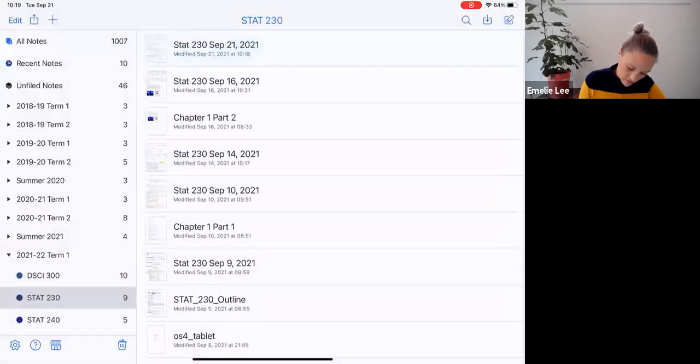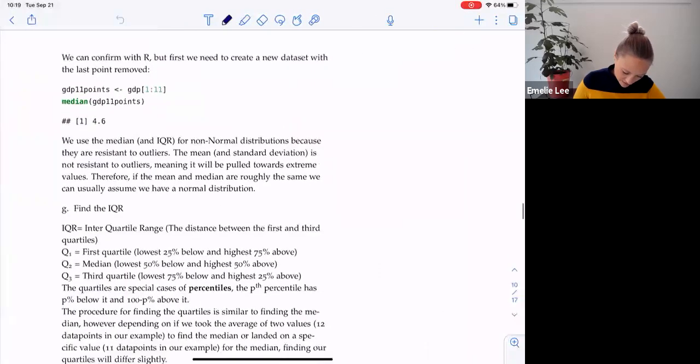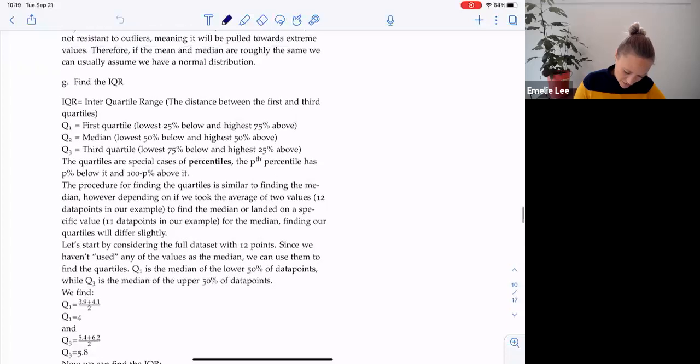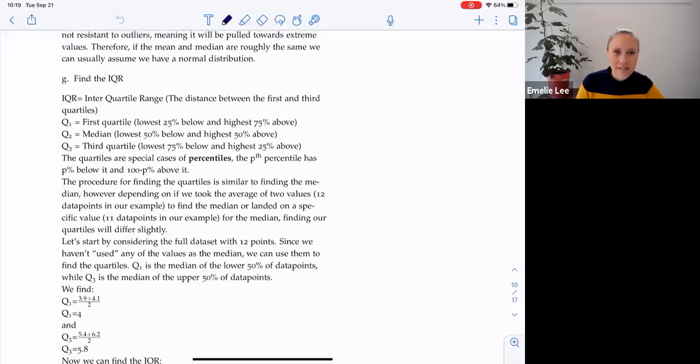Okay, I know I'm out of time. One minute to go through the quartiles.